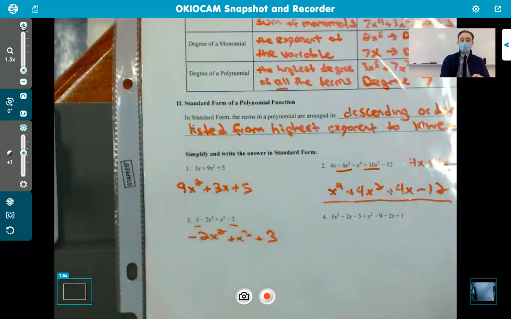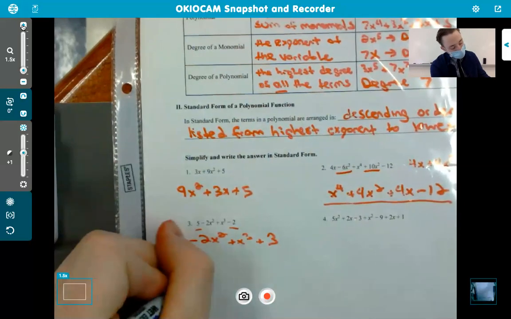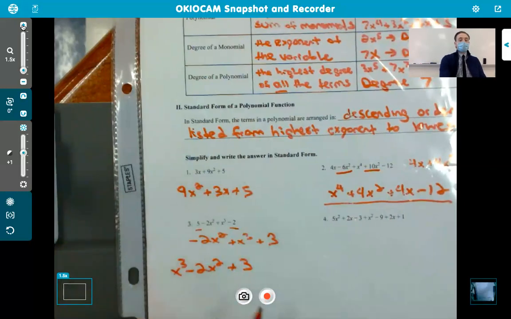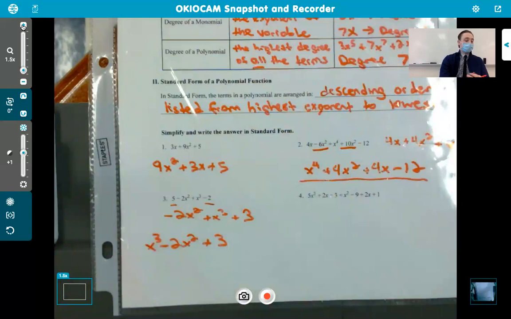Maybe somebody from home help me out with this. What would be the standard form of this polynomial expression given all of these terms? X to the third minus 2x squared plus 3. Good. X to the third minus 2x squared plus 3. Follow-up question, something that, like I said, you're going to see on your homework. What's the degree of this polynomial?